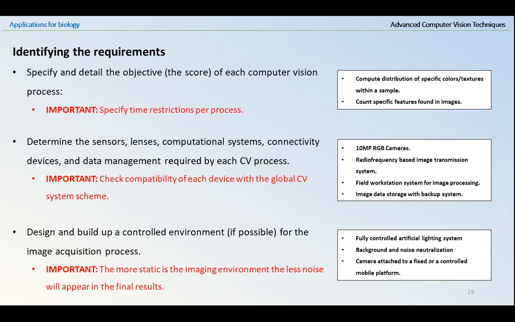Examples: use a controlled lighting system that contrasts the features we are looking for, or brings uniform lighting, use a uniform background, use a fixed camera stand, and so on. Every detail counts.